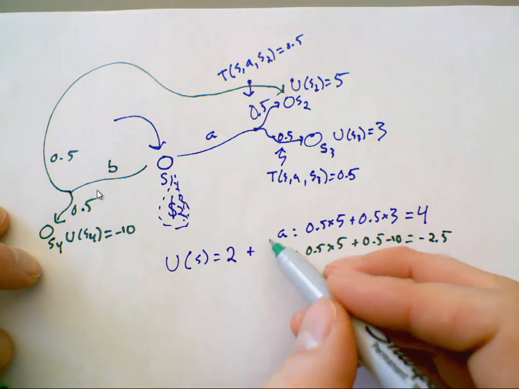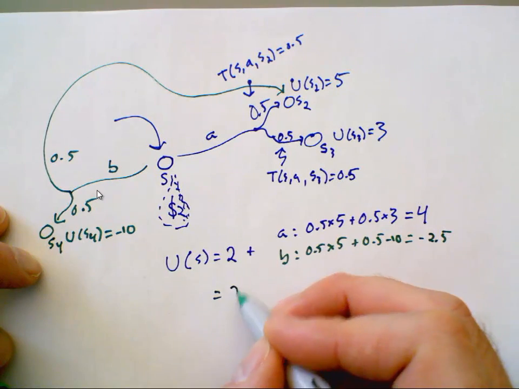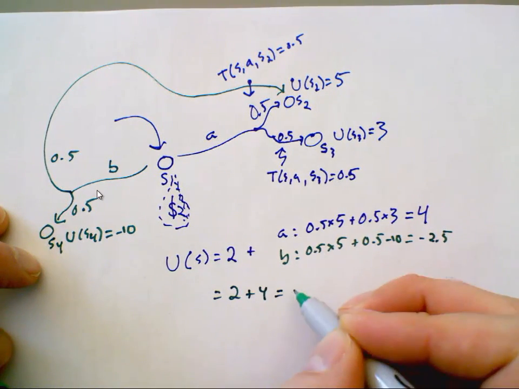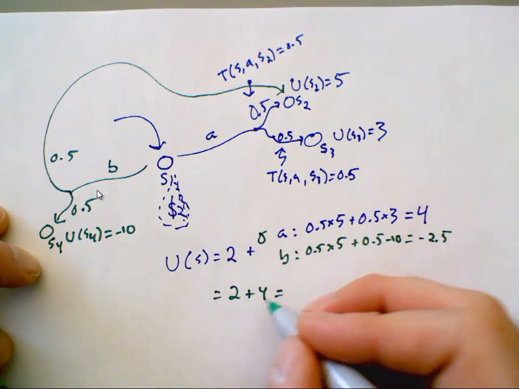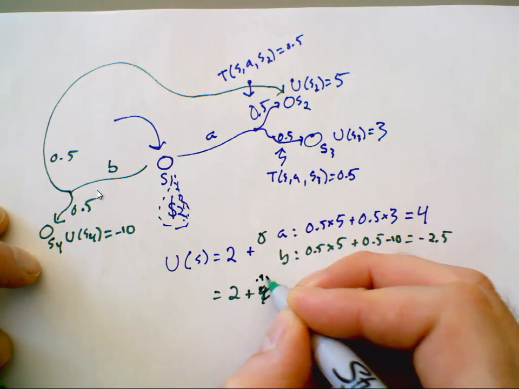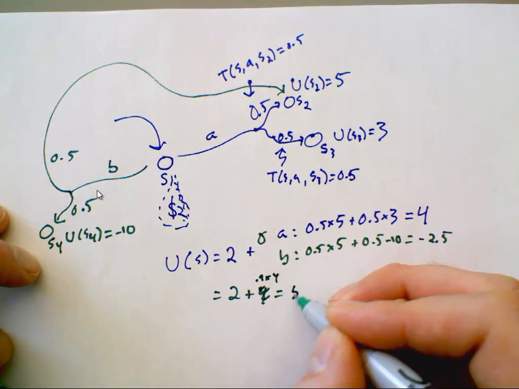So we're going to take the max, so that means we're going to take A, so that means it's 2 plus 4 equals, oh well, there'll be some discount factor here, like 0.9. So 0.9 times 4 is 3.6, so this is going to be 5.6.